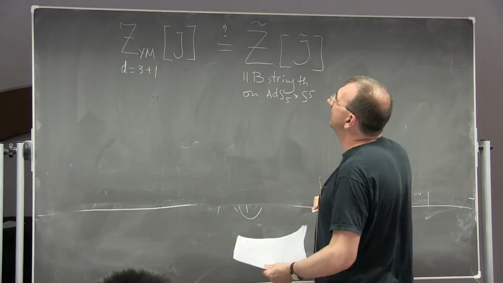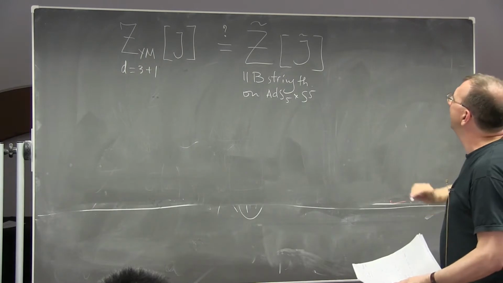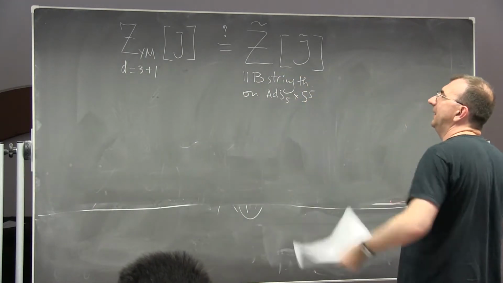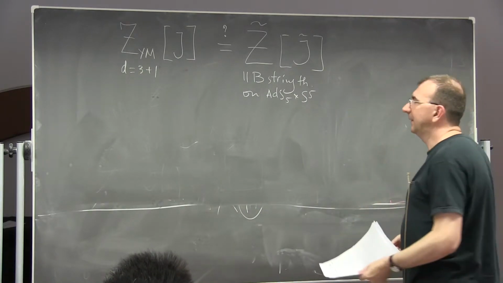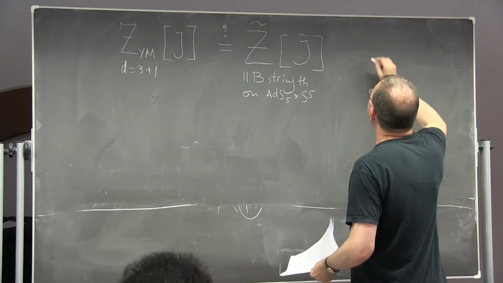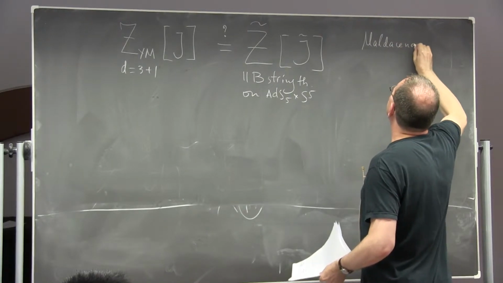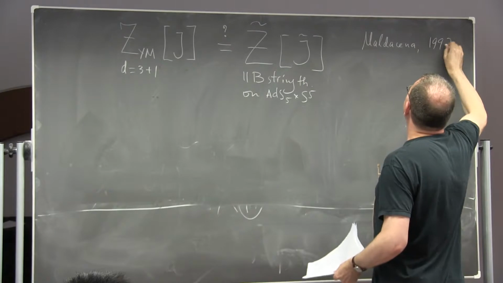And I will put a little question mark here to remind you about this. But the statement is that the left-hand side and right-hand side are identical as quantum theories. And so this was Maldacena, November 1997.